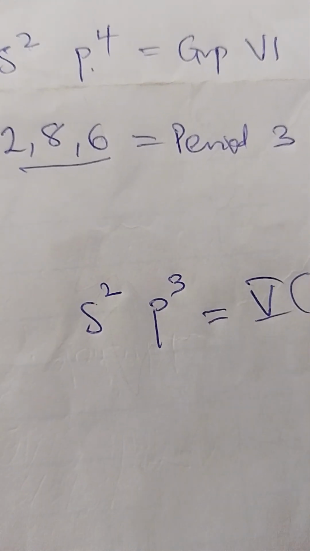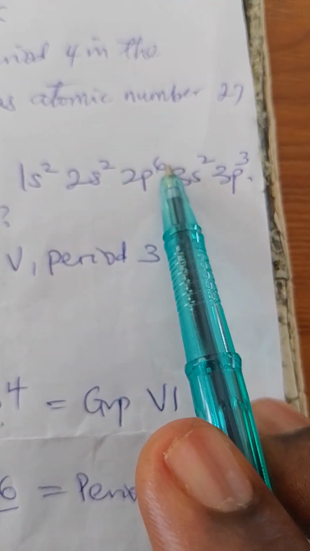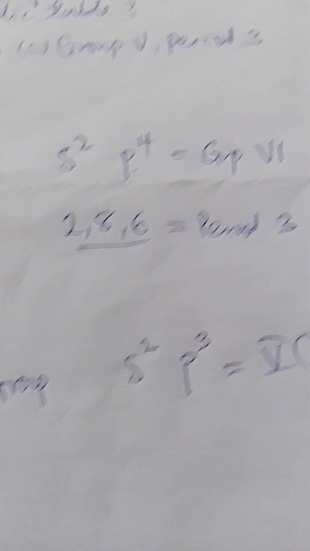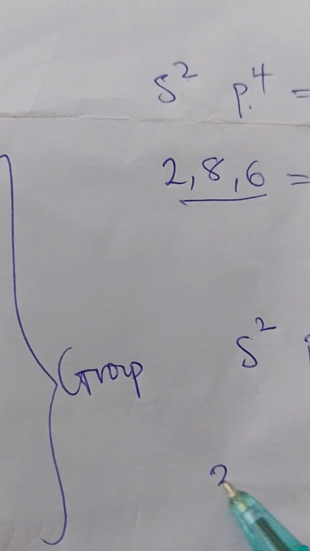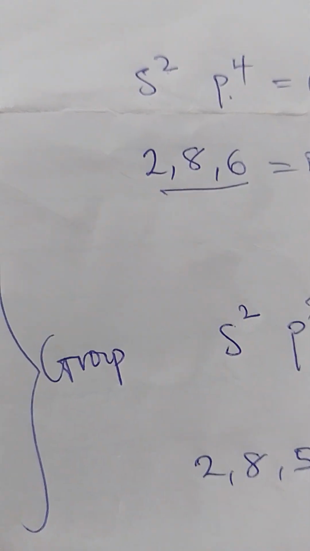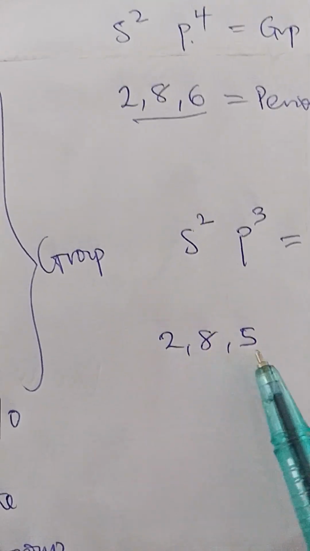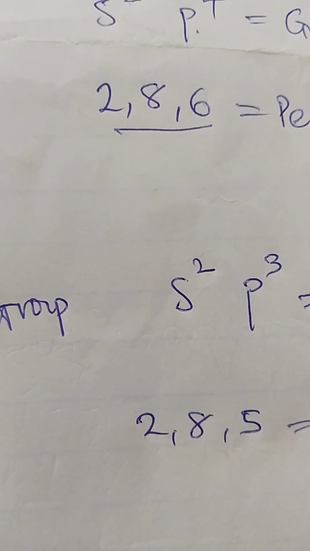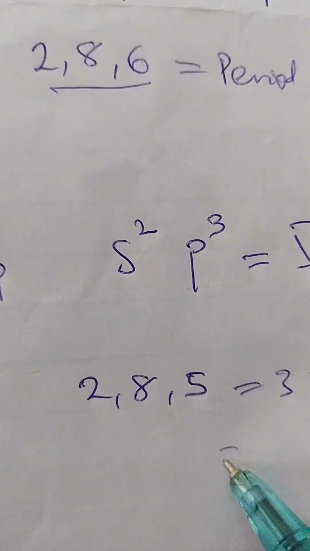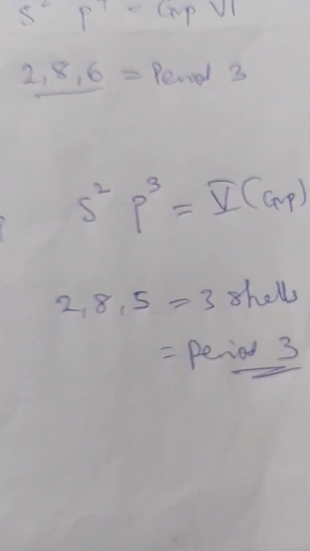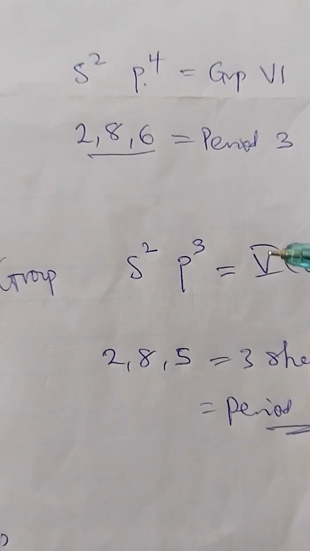All right. But let's see the period it is. How many electrons do you have here? This is 2 plus 2 plus 6. That is 10 plus 2 is 12 plus 3, 15. So we have 15 electrons. So that will be 2, 8, 5. How many shells? This is the first shell. This is the second shell, and this is the third shell. So we have 3 shells. If I have 3 shells, that tells us it belongs to period 3 of the periodic table. So it's in group 5 and period 3.